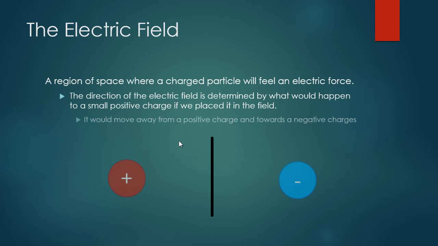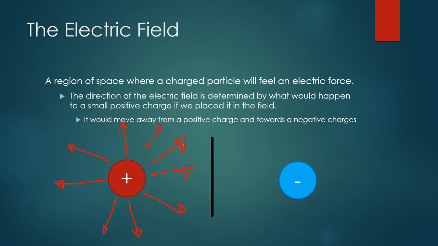So what would happen to that small positive charge? Well, if I were to place a small positive charge here into my positive charge area, these are like charges now, and so it's going to repel. Anytime that I put a small positive charge next to a positive charge, it's going to repel. And so the electric field around a positively charged particle is always going to point out.